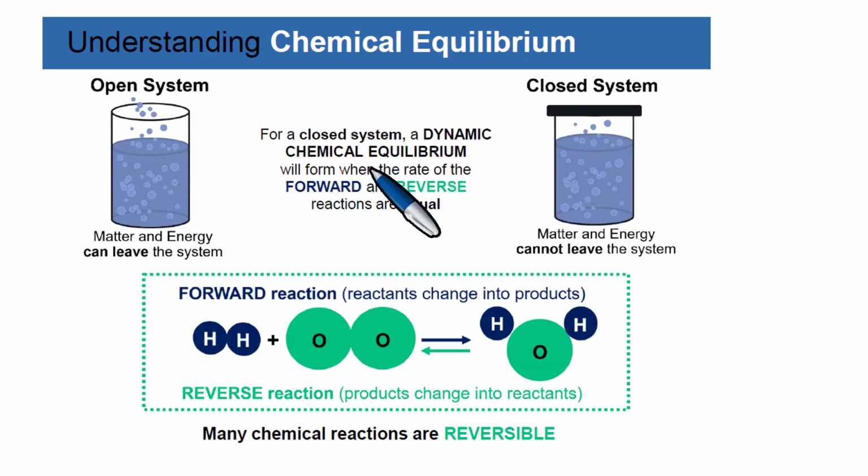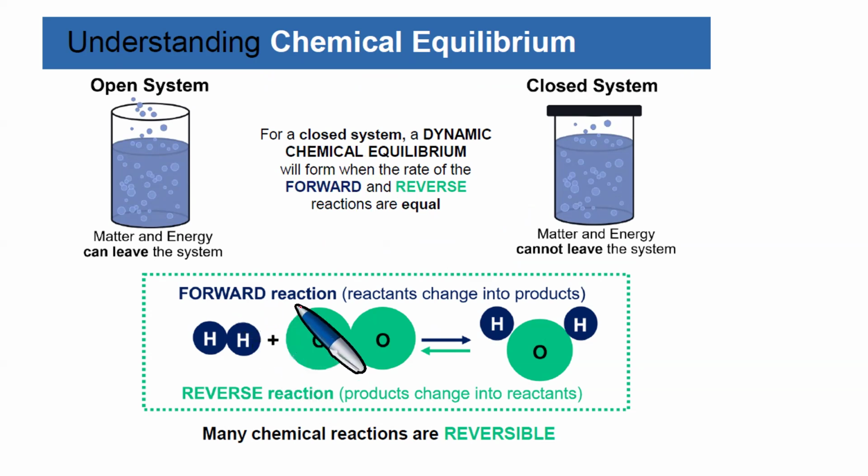For a closed system, a dynamic chemical equilibrium will form when the rate of the forward and reverse reactions are equal. So this offers us an opportunity to define a dynamic chemical equilibrium. It is that which forms when the rate of the forward and reverse reactions are equal.